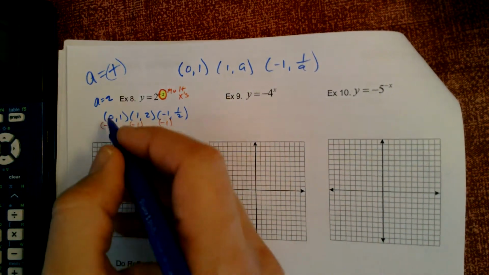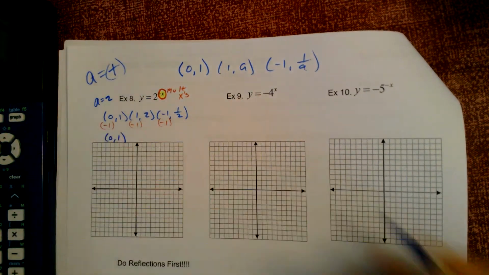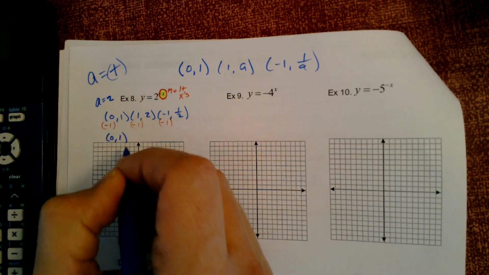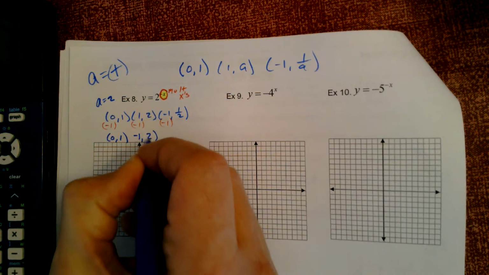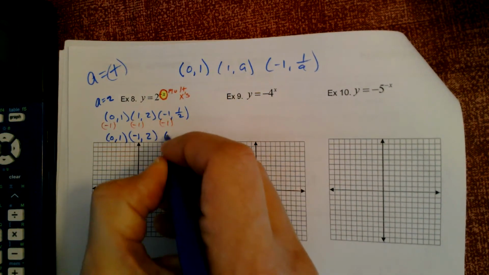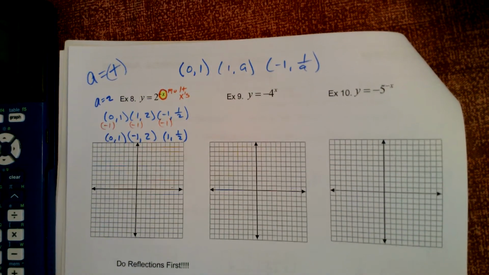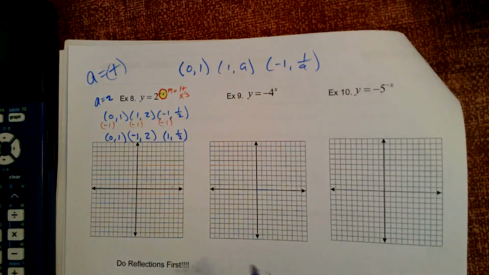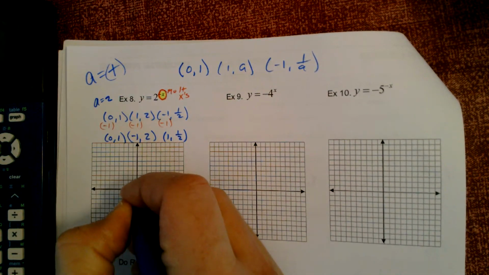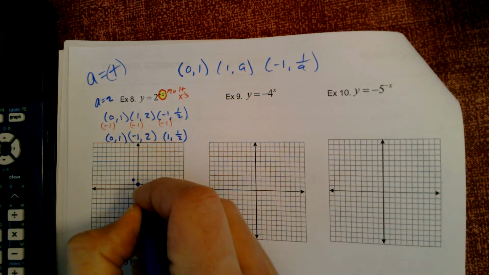Okay? So I multiply. 0 times anything is 0. So that point stays the same. 1 times negative 1 is negative 1, comma 2. And negative 1 times negative 1 is positive 1, comma 1/2. Okay? Now I graph those 3 points. I have 0, 1. I have negative 1, 2. And then I have over 1 up 1/2.